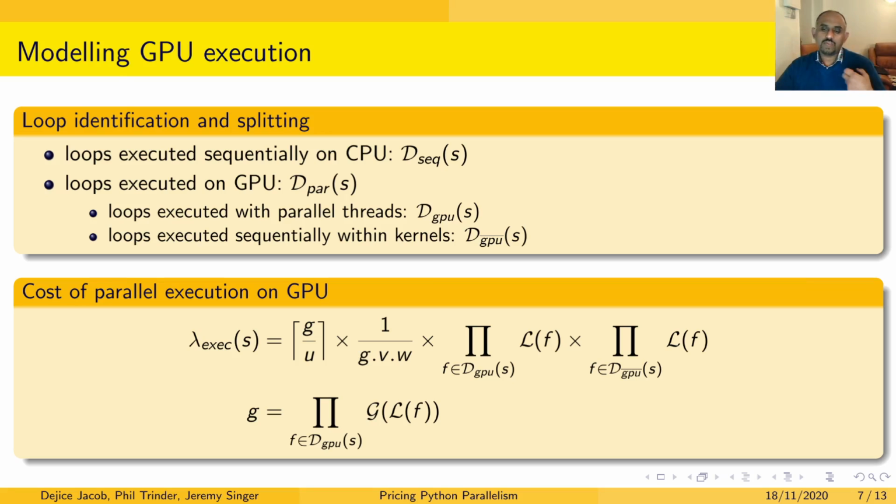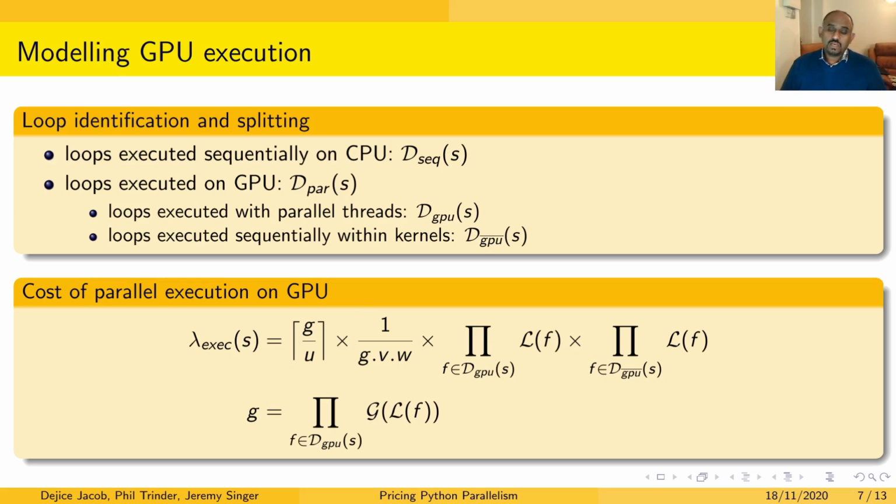So now we have the value W, which is the warp size, and on NVIDIA GPUs that's 32. V is the number of warp schedulers in each streaming multiprocessor, and G is the number of thread blocks. Now each thread block is mapped onto a streaming multiprocessor. Now if we had an infinite number of streaming multiprocessors, these three terms would give us the number of time steps it would take to execute the whole computation, but we don't have an infinite number of streaming multiprocessors.